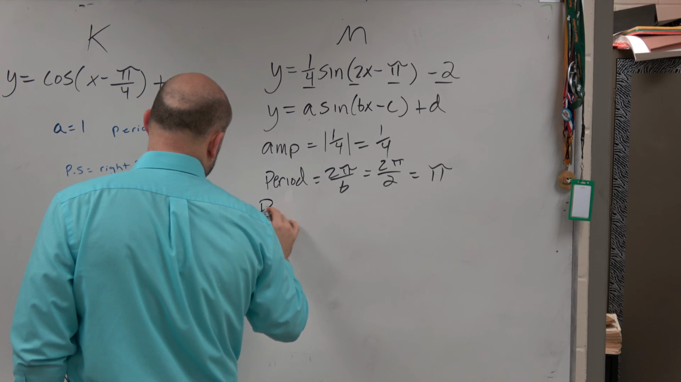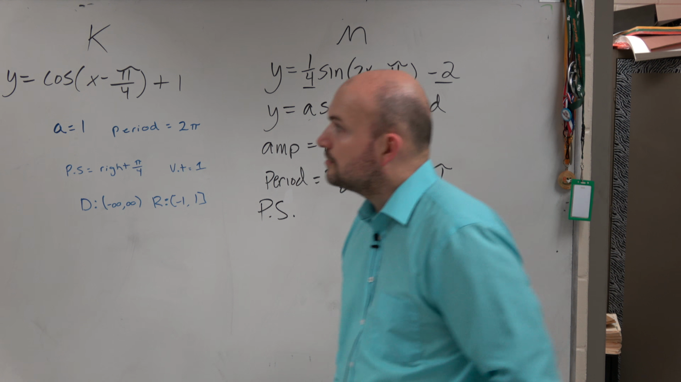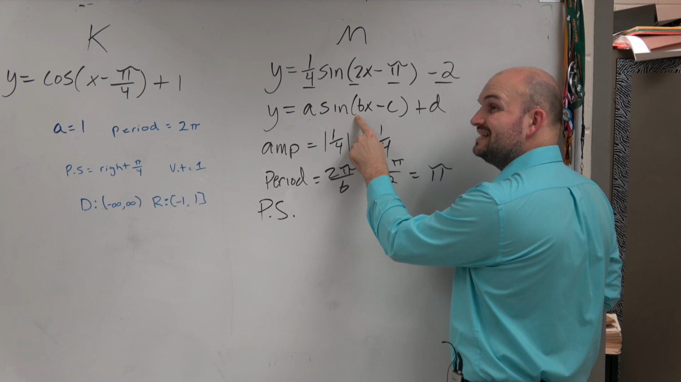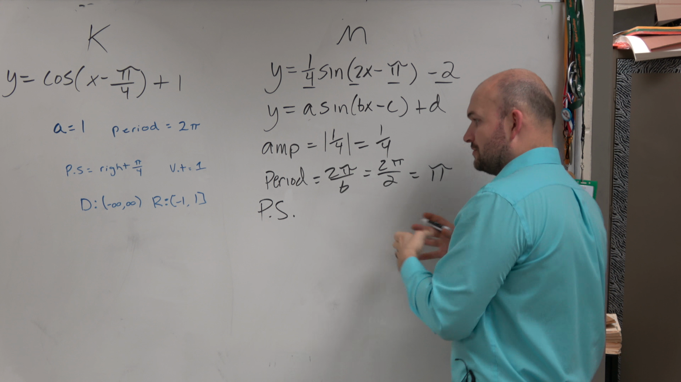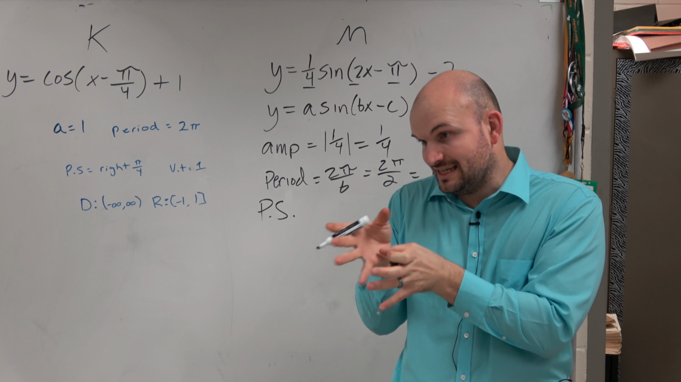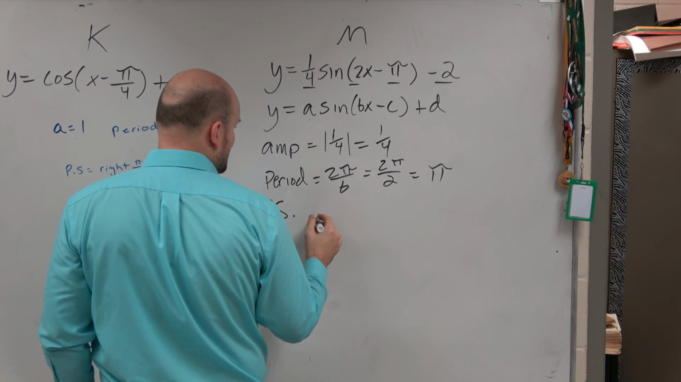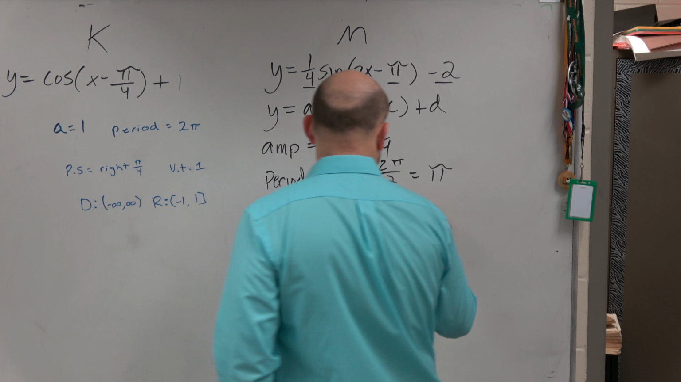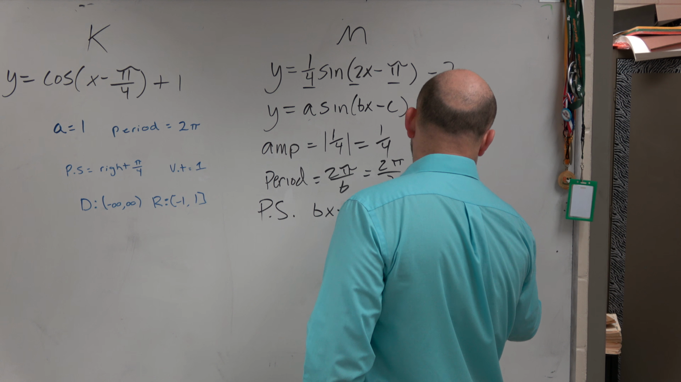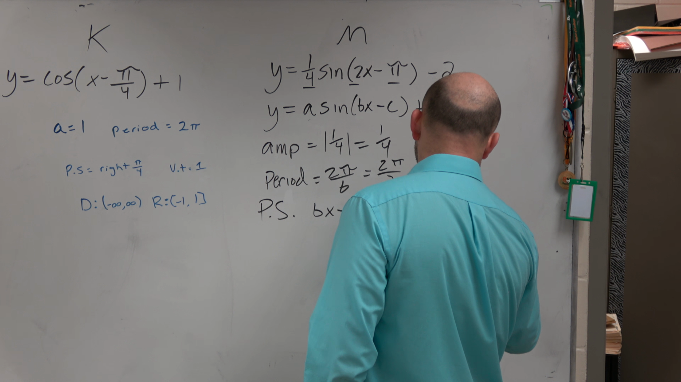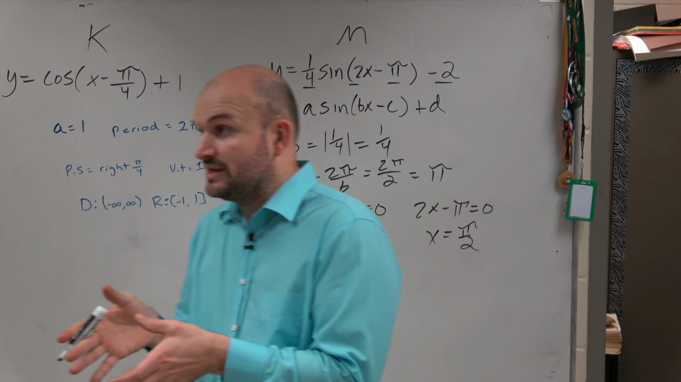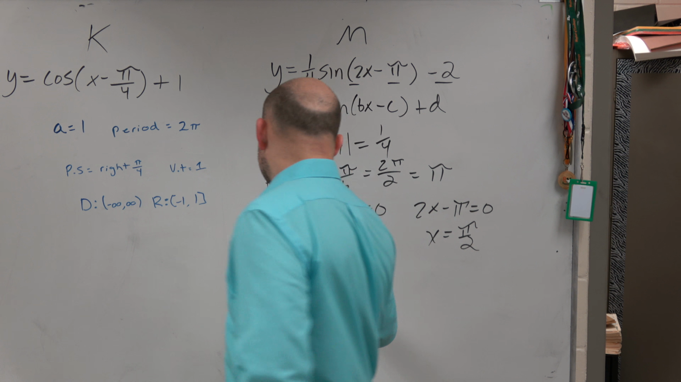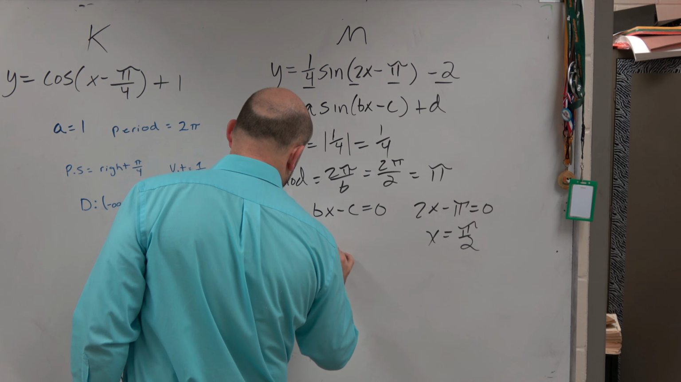The next thing is we want to find the phase shift. So again, guys, remember the phase shift is technically C, unless there is a B. So to find the phase shift, or at least to find the initial start, what we do is just take bx minus c, set it equal to 0. So in this case, I have 2x minus pi equal to 0. x equals pi halves. So what I'm actually doing is shifting pi halves. Since that's positive, I'm shifting pi halves to the right. So my phase shift is going to be pi halves to the right.